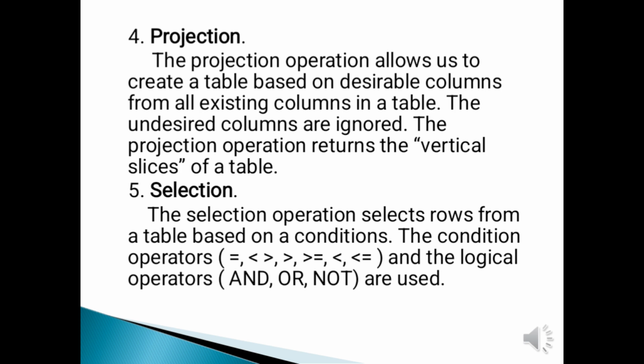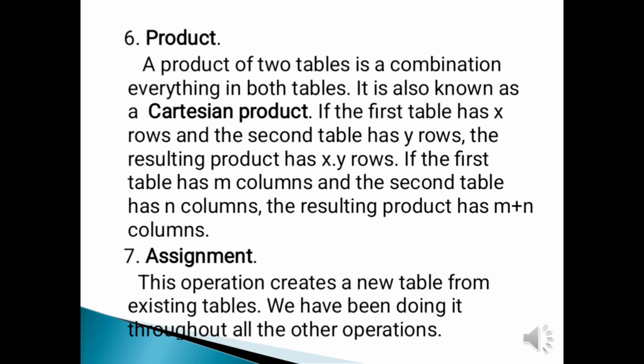Next one, product. A product of two tables is a combination of everything in both tables. It is also known as a Cartesian product. If the first table has x rows and the second table has y rows, the resulting product has x times y rows. If the first table has m columns and the second table has n columns, the resulting product has m plus n columns.